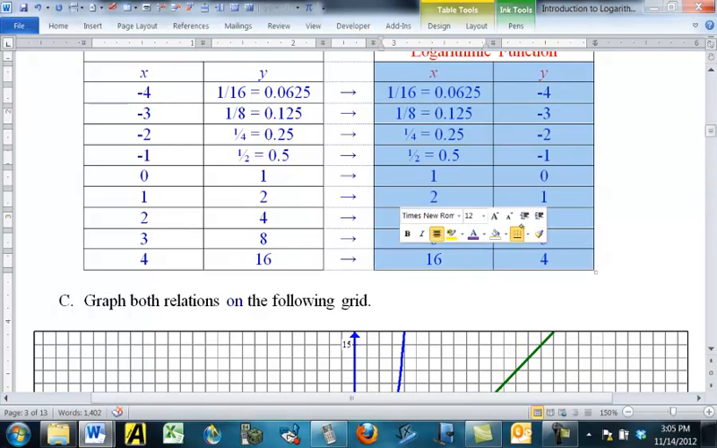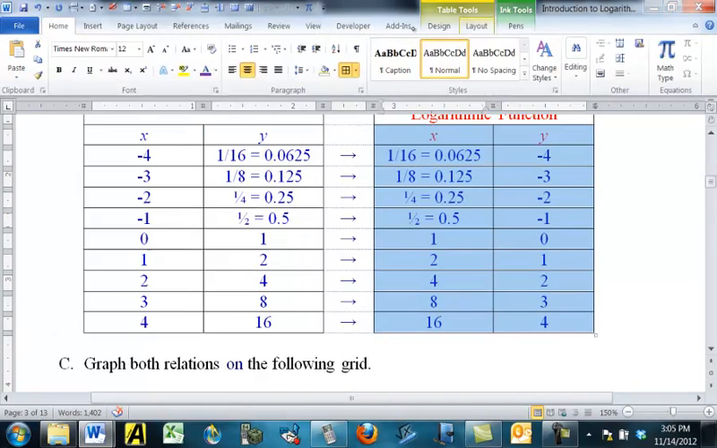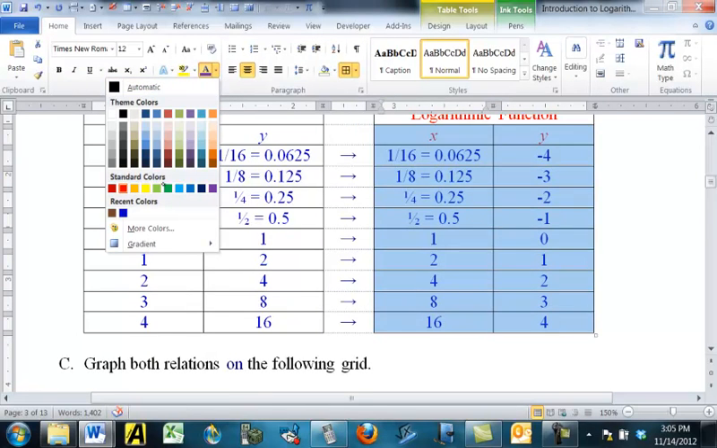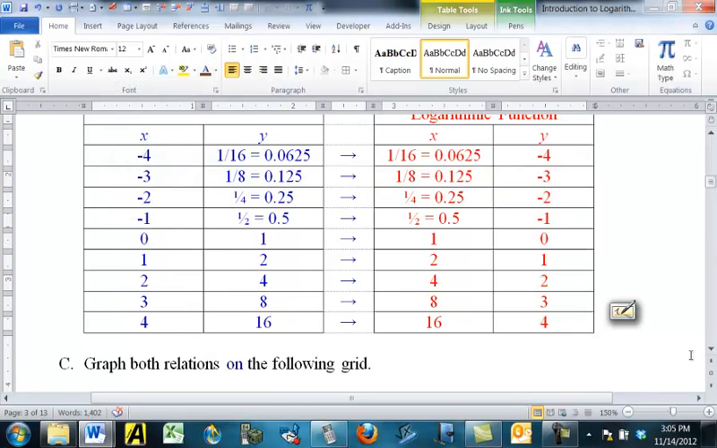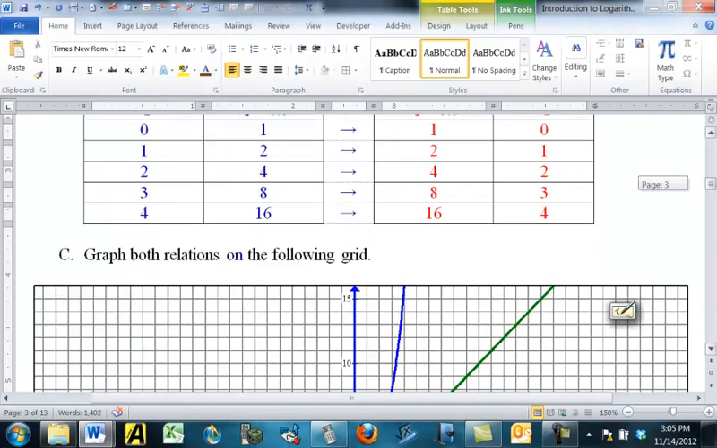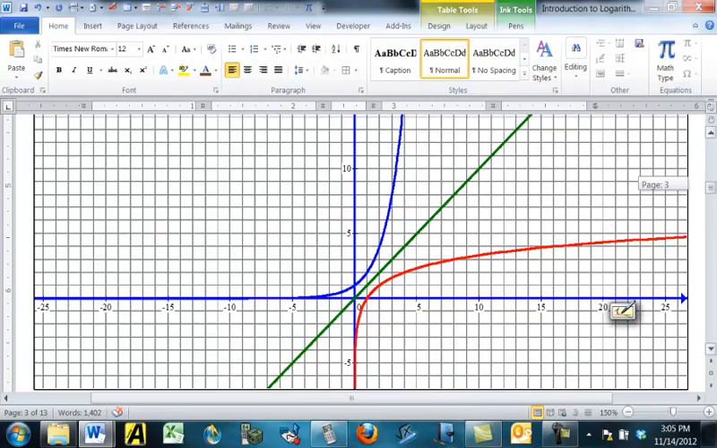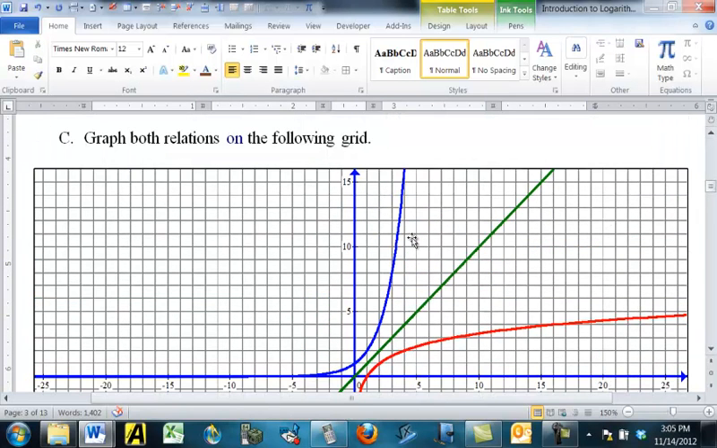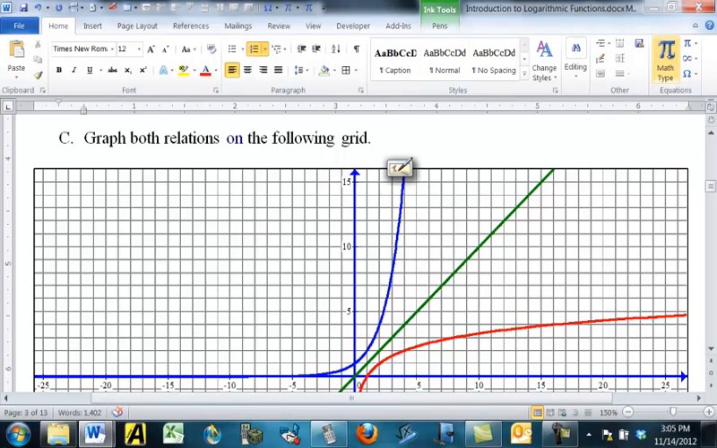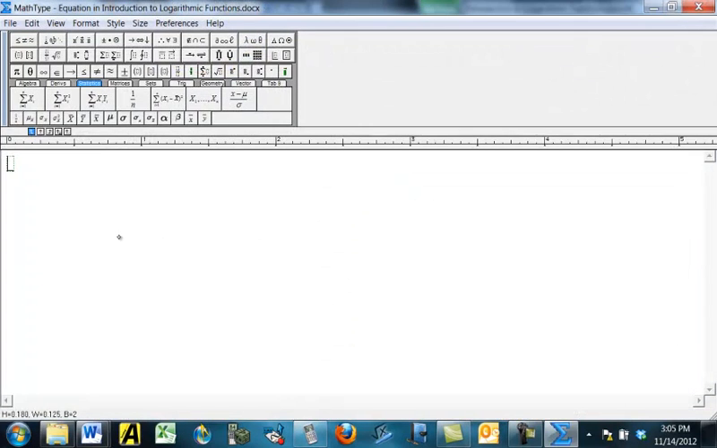Okay, and I'll make these red for the new function. Now let's graph these. Actually, I already have it graphed in Graphmatica. And in Graphmatica, I just typed in y equals 2 to the x power. In fact, let me go ahead and write that as y equals 2 to the power x. And this is the blue one.